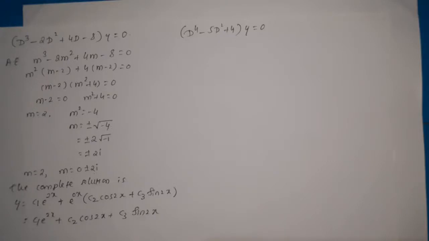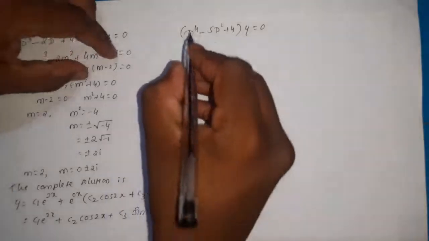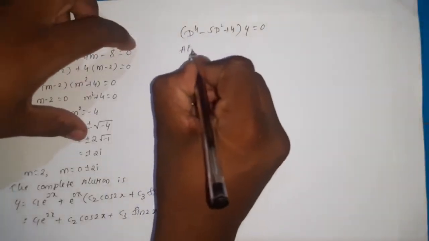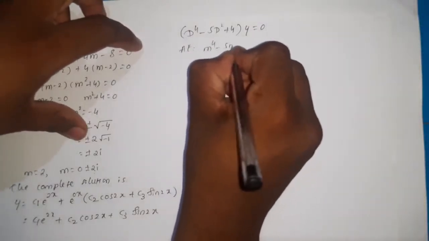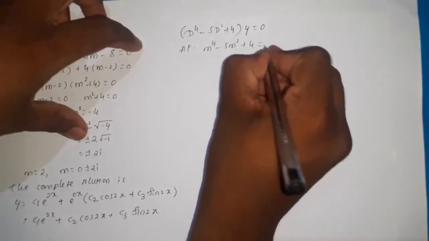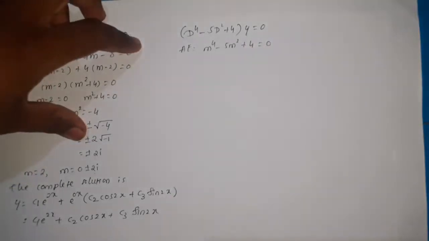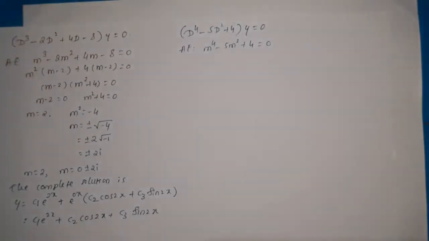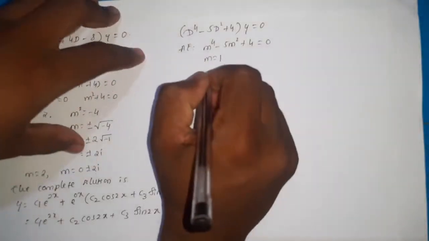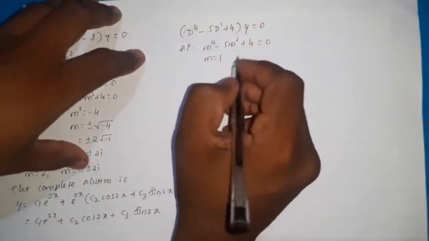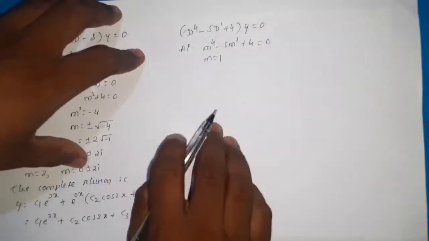The next example is (D^4 - 5D^2 + 4)y = 0. So, here the auxiliary equation is m^4 - 5m^2 + 4 = 0. Since the order of this equation is 4, we need to find the roots by the trial and error method. So, first m = 1 is the first root. For this, the equation will satisfy, hence it is the first root.